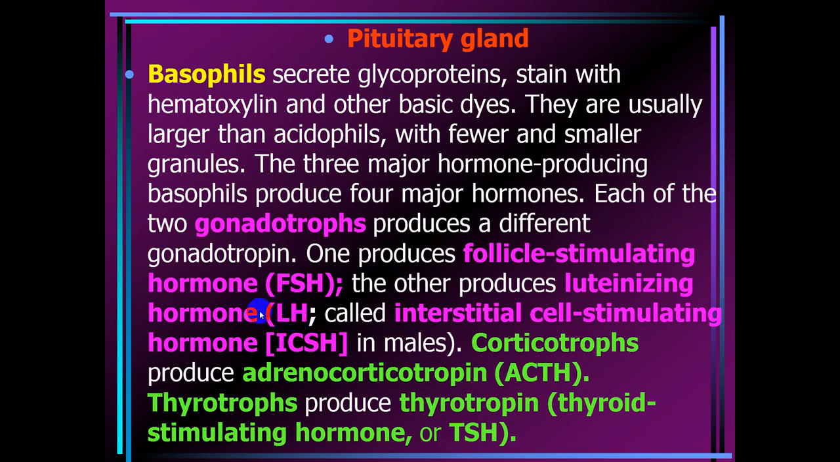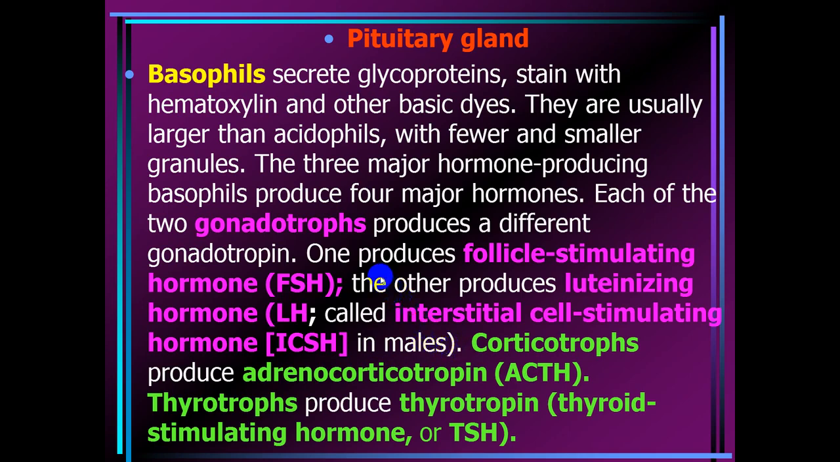In males, this luteinizing hormone has the name interstitial cell stimulating hormone, ICSH, international abbreviation. And this hormone controls the activity of Leydig cells, or interstitial cells, which produce the hormone testosterone.